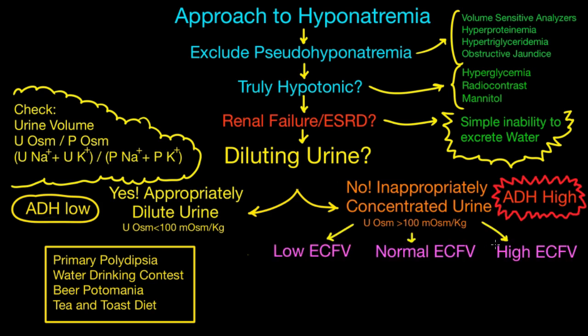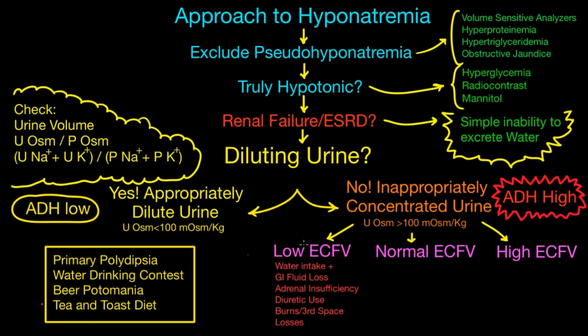So in the patients who have inappropriately concentrated urine, remember they have very high levels of circulating ADH. This is where you want to do a really good physical examination to understand the patient's volume status. So we're paying close attention to the extracellular fluid volume. We're looking for edema. We're looking at the blood pressure. We're looking at the JVP. And we're trying to make a best guess about the fluid status of the patient.